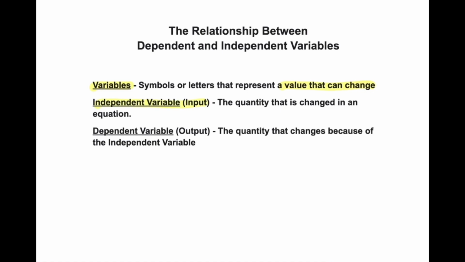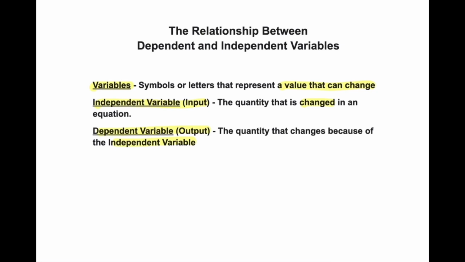Independent variable, that's known as the input. That is the quantity inside the equation that we change. The other variable is the dependent variable, also known as the output. That's the answer that we get. It's the quantity that changes because of the input that we put in. Think of it this way. The output depends on what we plug in for the input.